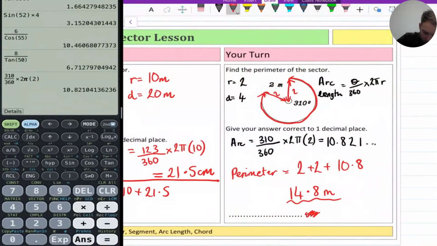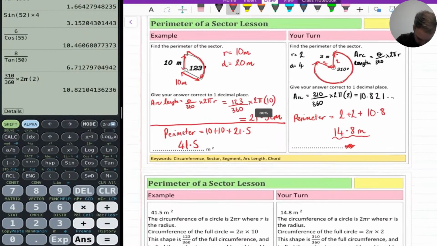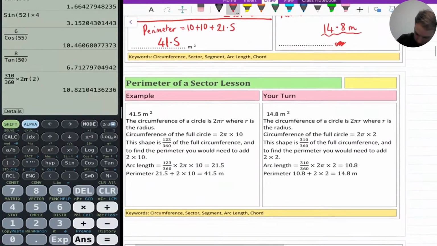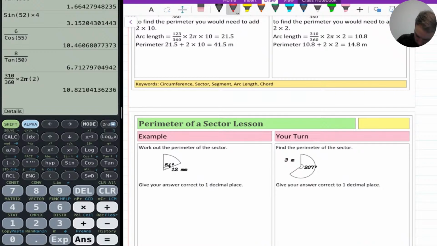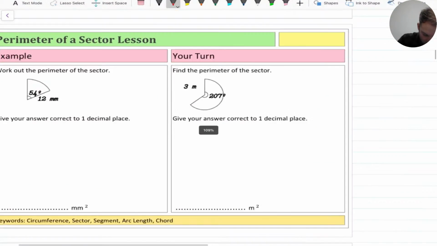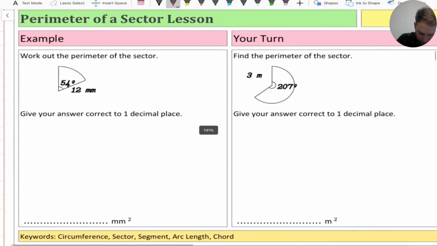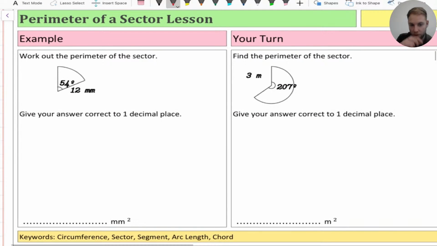So let's have a go at our next question. Have a go at the one on the left yourself. Once you've got the answers, pop it in the notes.